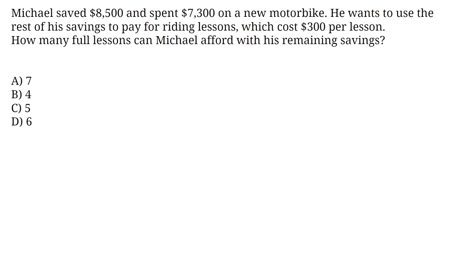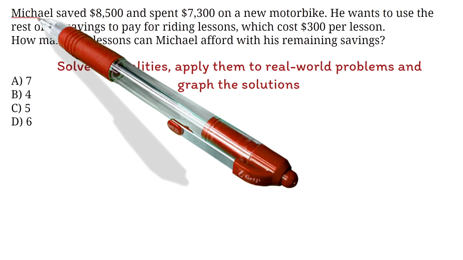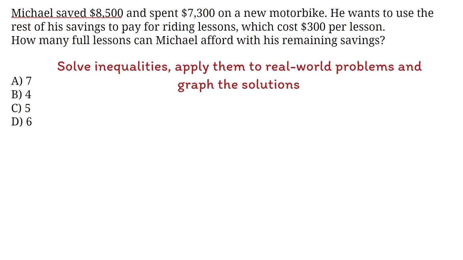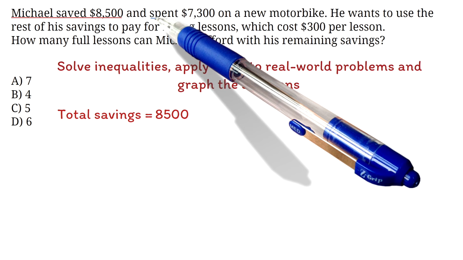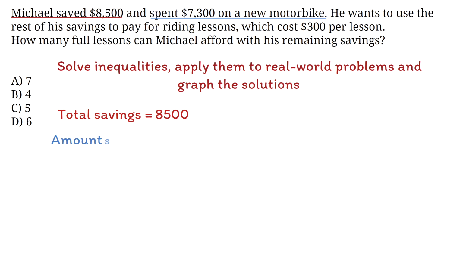To pass the GED math test, you need to know how to solve inequalities, apply them to real-world problems, and graph the solutions. From the question, we are told that Michael saved $8,500, so total savings equals $8,500. He then spent $7,300 on a motorbike, so amount spent equals $7,300.